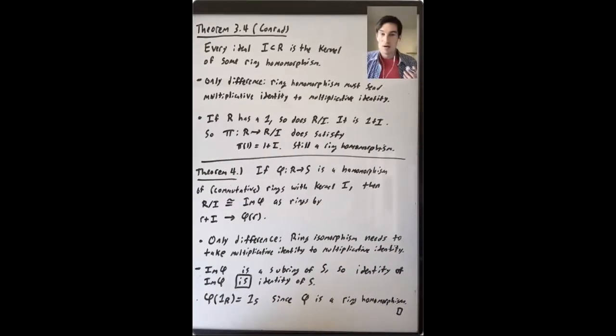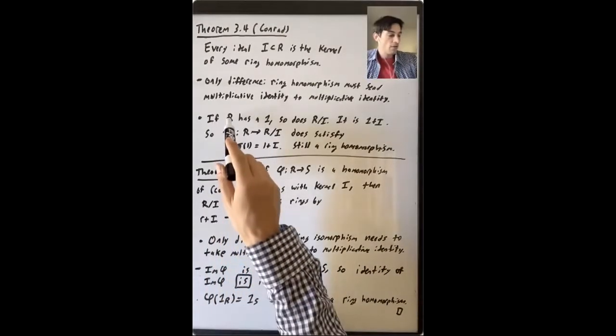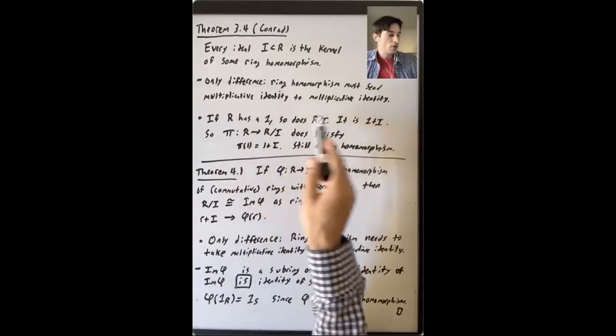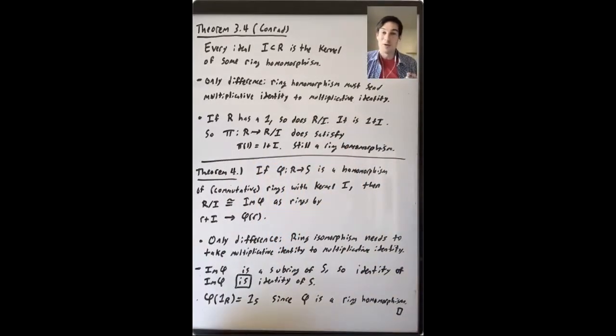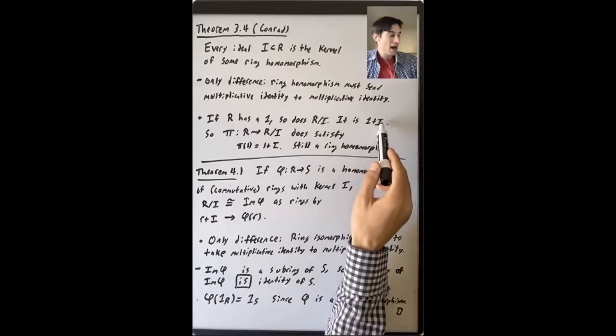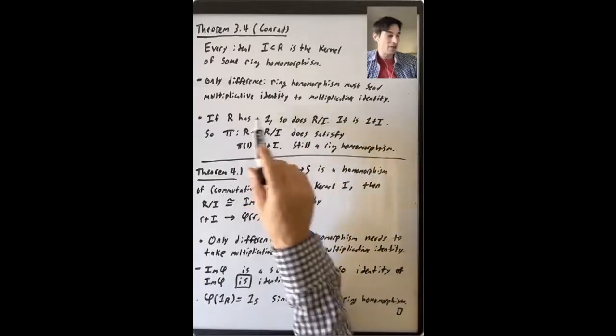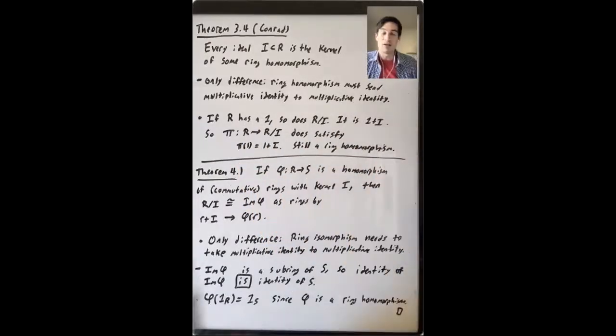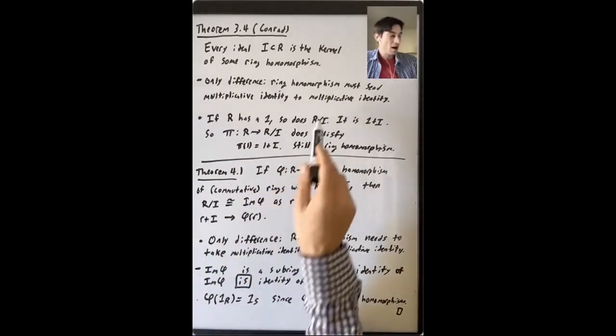So how do you deal with this? Well, if R has a 1, so does R mod I. So it's not only a ring, but it's also a ring with unity. This is easy to check. The left coset of I containing the multiplicative identity of R satisfies all the things that you need to be the identity of R mod I.